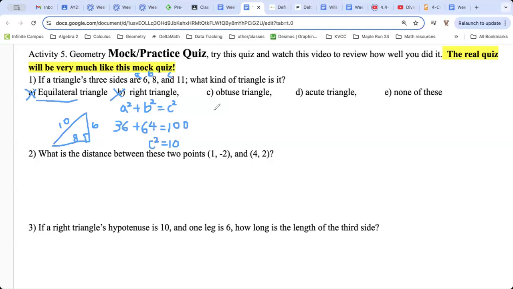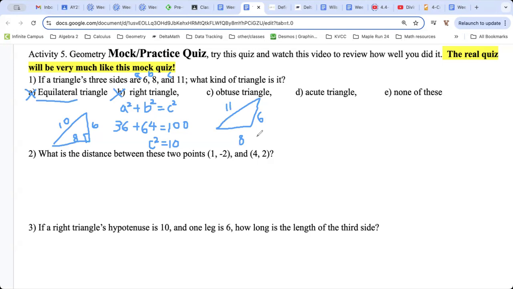So if it's not a right triangle, then what is it? Let's draw the picture. If I keep the 6 and 8, and it's 90 degrees, it will be a right triangle. But unfortunately, this is 6, this is still 8, but the longest side is actually 11. So it's actually longer than 10. Looking at this, what kind of triangle is it? It's an obtuse triangle.